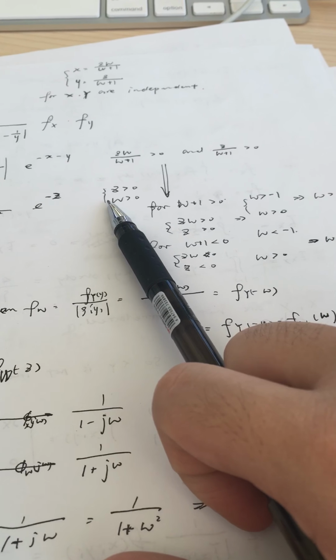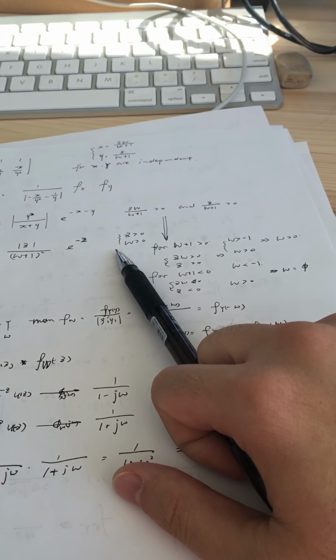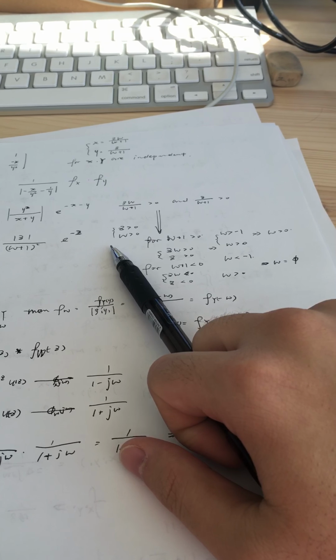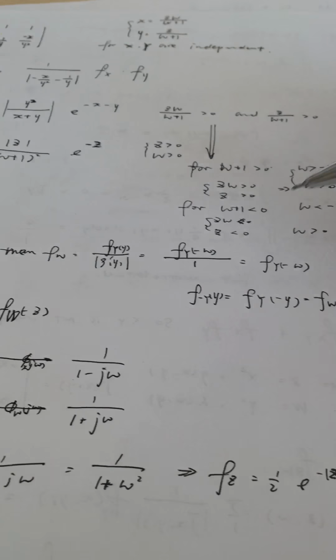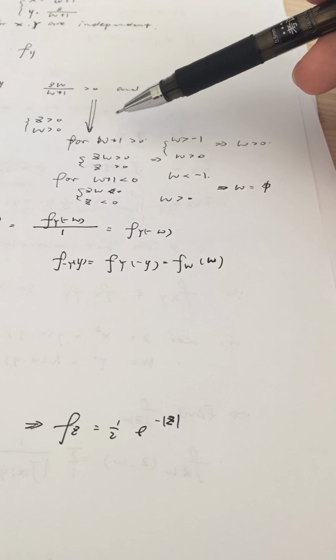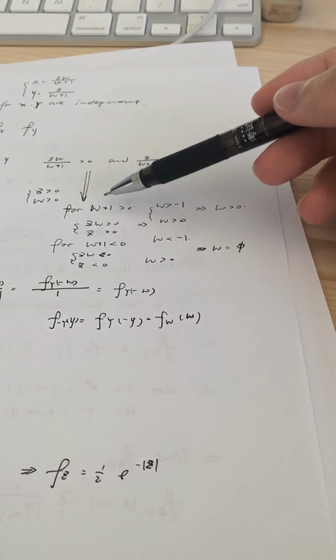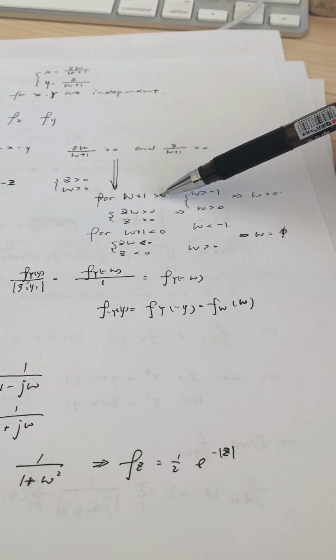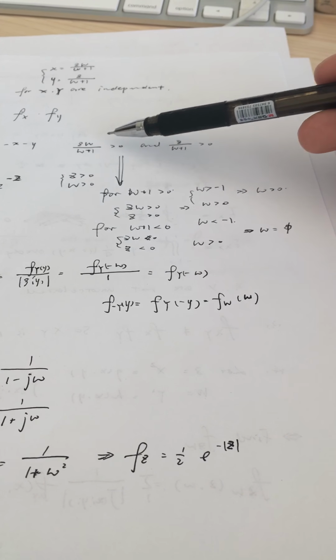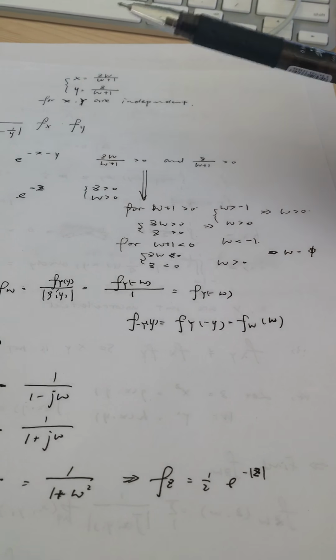I do a little bit of calculation about the limitations on z and w. For w plus 1 greater than 0, which is here, I firstly look at what here is greater than 0, and I firstly looked at the x.